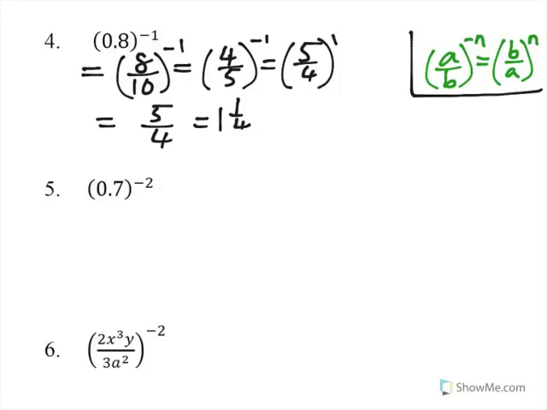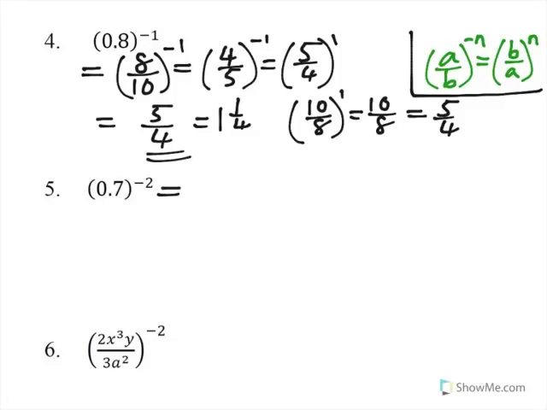If you didn't cancel the 8/10 and you turned it upside down, you'd have got 10 over 8 to the power of 1, which is 10/8. If the question doesn't say simplify your answer, then that's acceptable, but it can be simplified to 5 over 4. Okay? The next one is very similar.